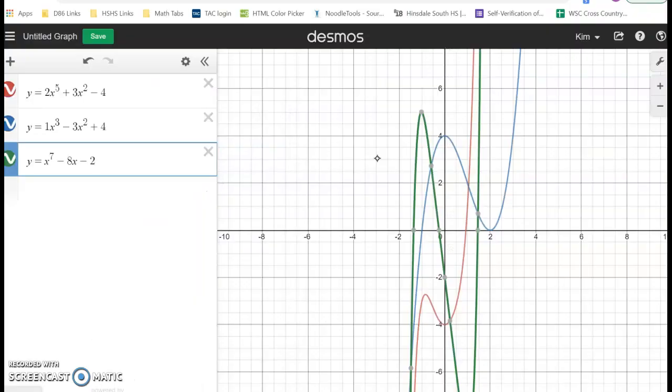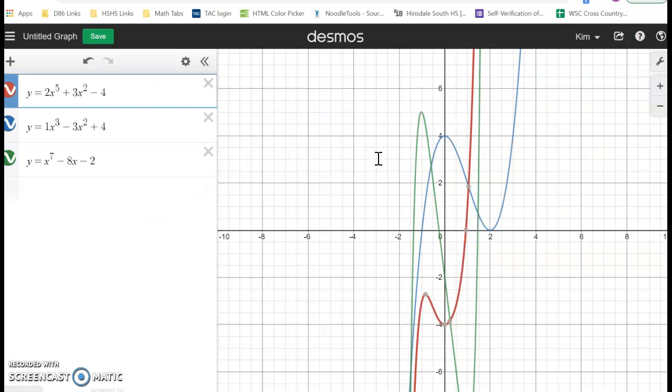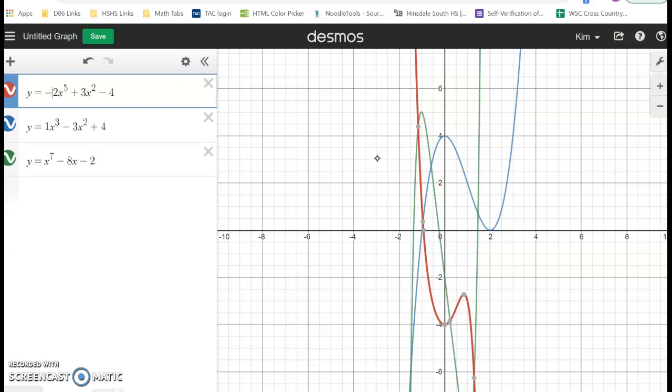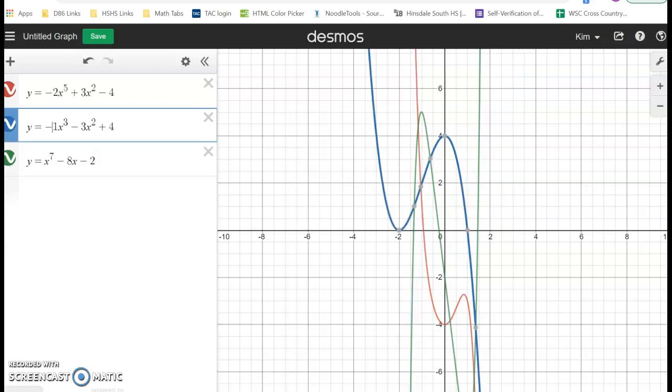What do we think is going to happen if I change all of those to negatives? Ooh, that one flipped, right? So it went from going from the left to the right. Now it's going down from left to right. So the left end now is rising, the right end is falling. Let's see if that holds true when I switch all of these signs.